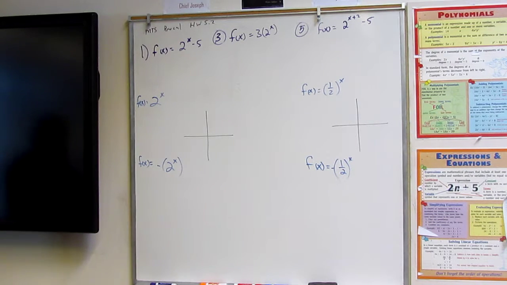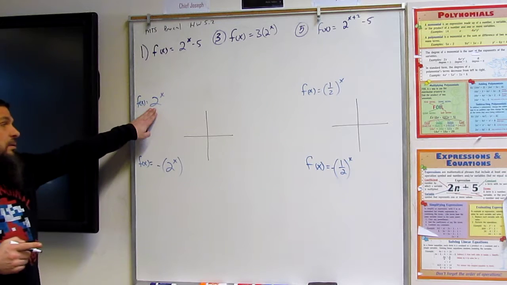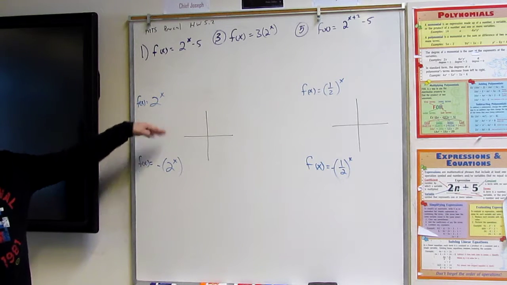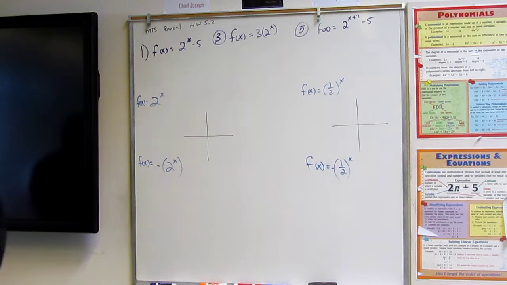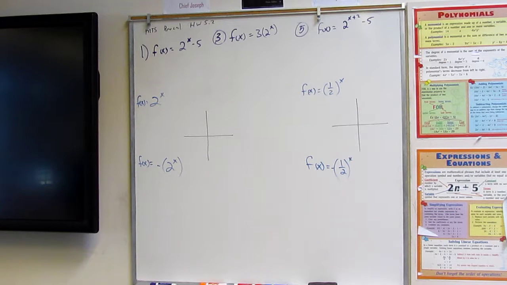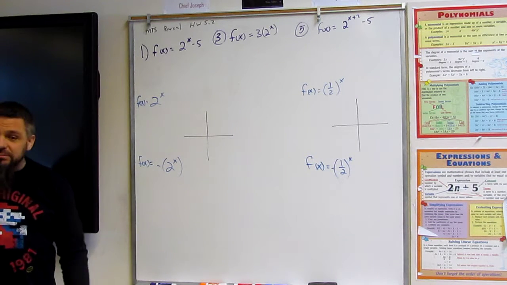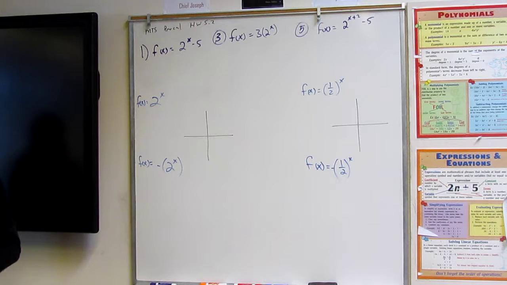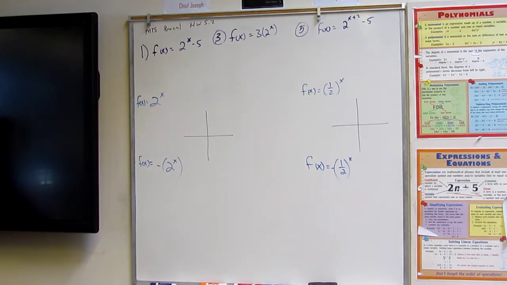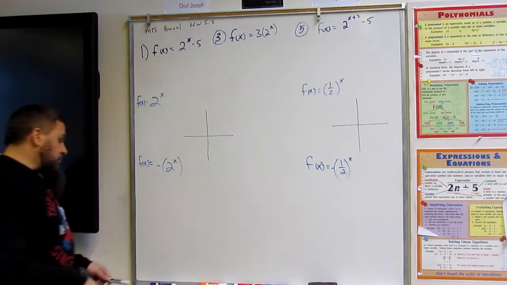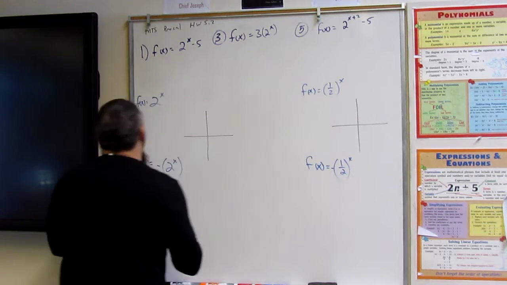So if we have 2 to the x, we should know by now that anything raised to an exponent that has a variable is what's called an exponential function. Okay? So for these exponential functions, we're going to talk about what's going on with the parent function.